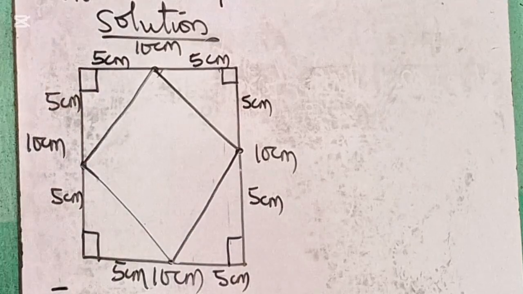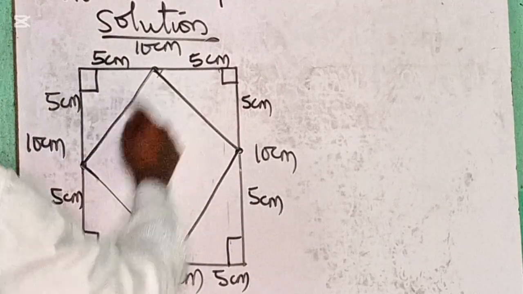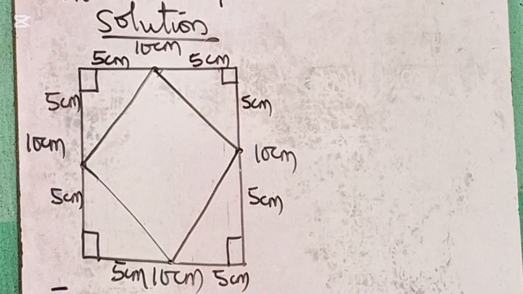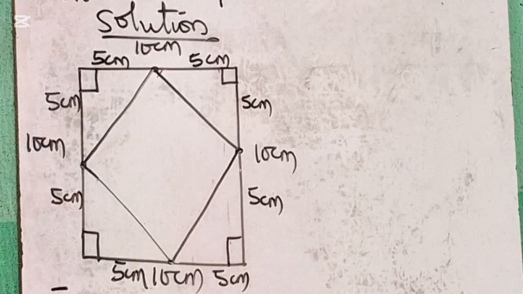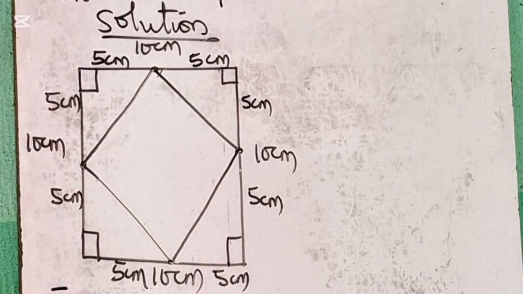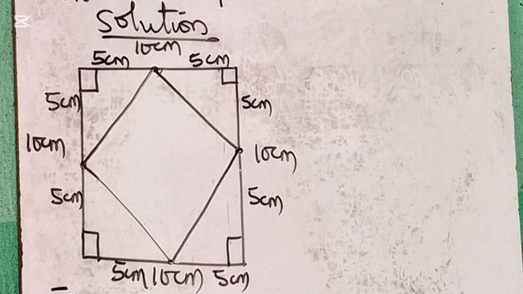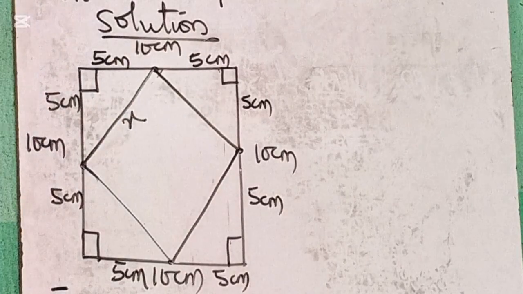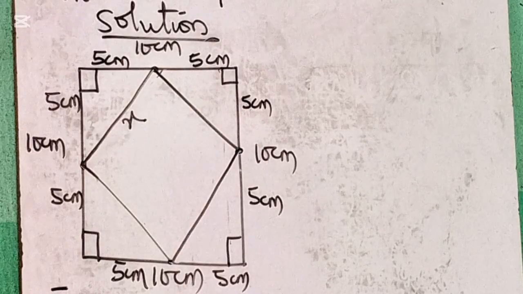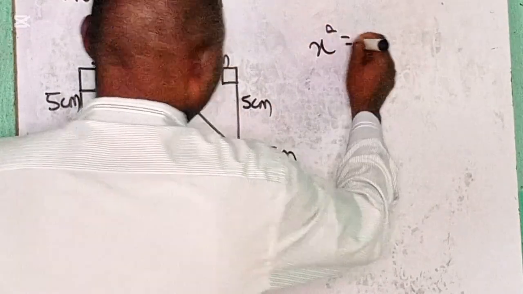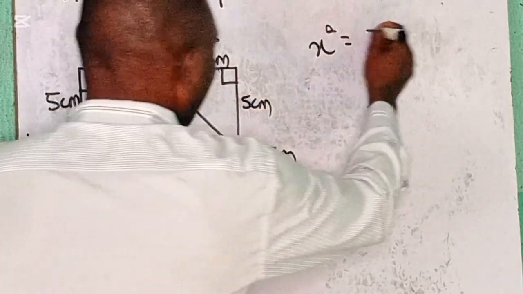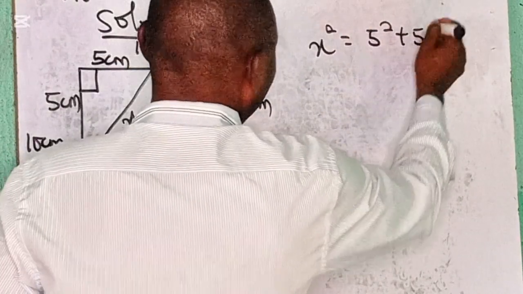So from what I'm having here, now if I take this triangle and I call this side the longest side, since angle 90 is facing here, that happens to be the hypotenuse. Am I communicating? Now let me call this place x. Now if I use Pythagoras theorem to find x, x squared is equal to the sum of the squares on the other two sides.